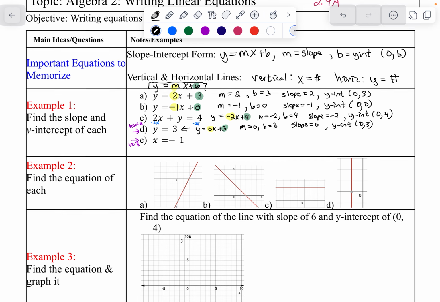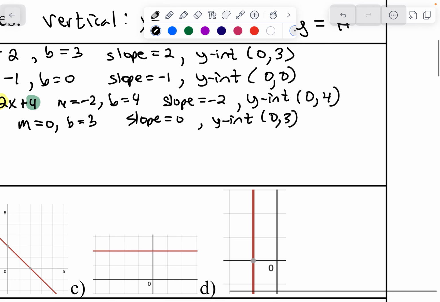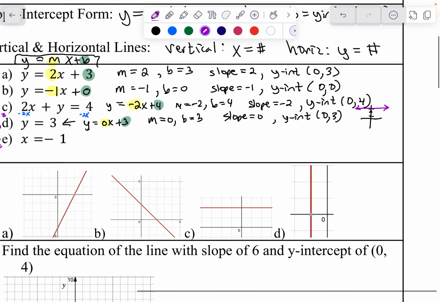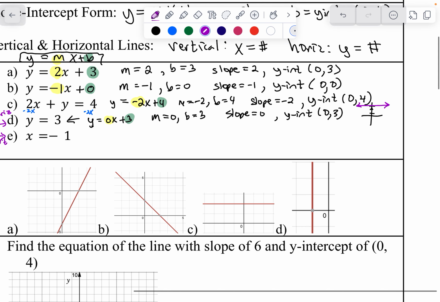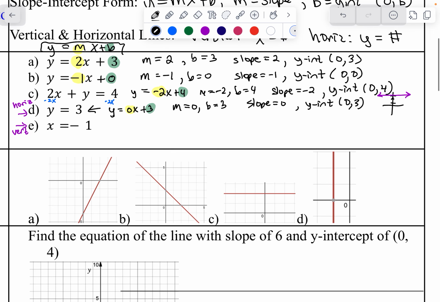Now if we think about that line, it makes sense that it is a horizontal line at y equals 3, that our y-intercept is 3, okay? Now, we don't have an x-intercept for that, but we do have a y-intercept, okay? Now, here's the problem with the last one, a vertical line.